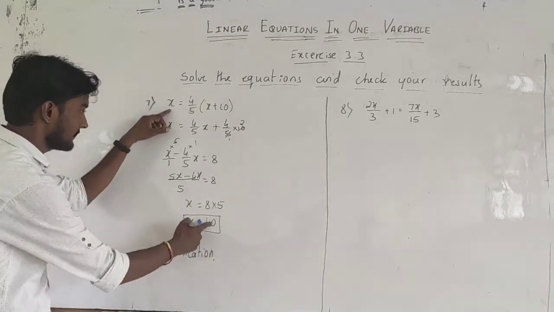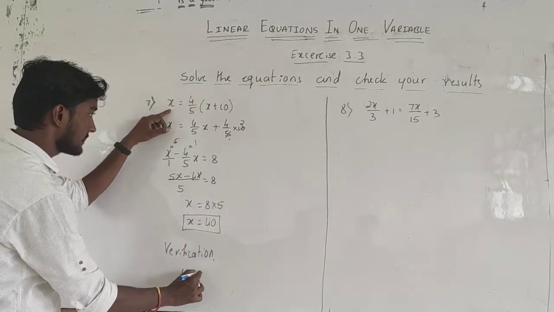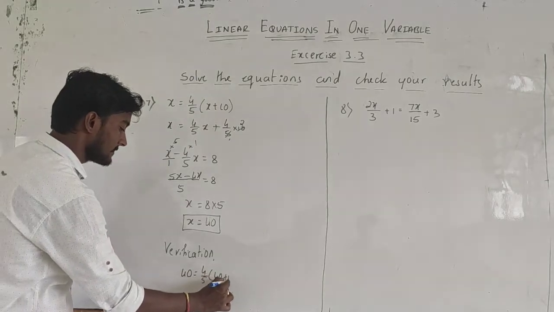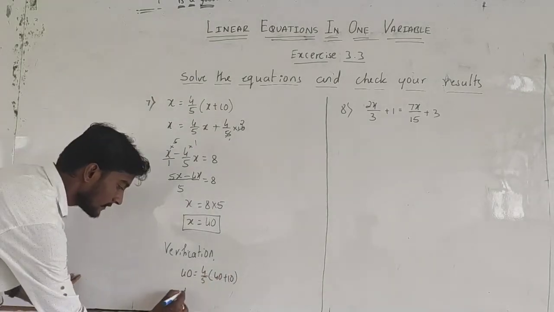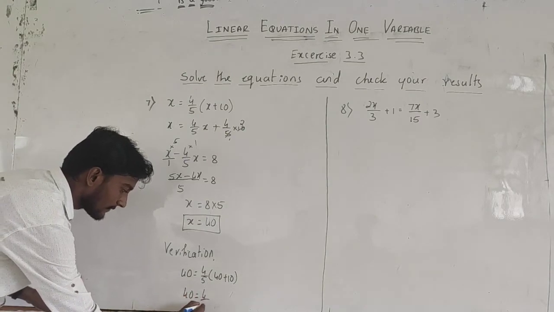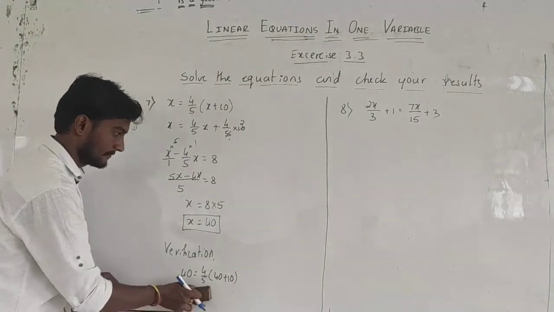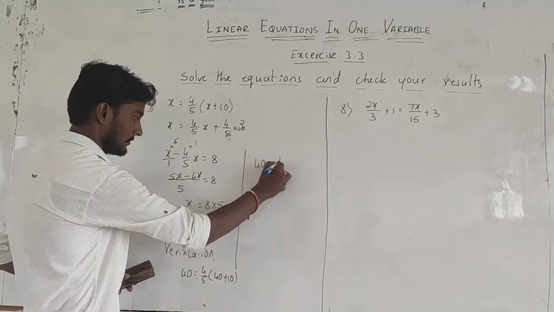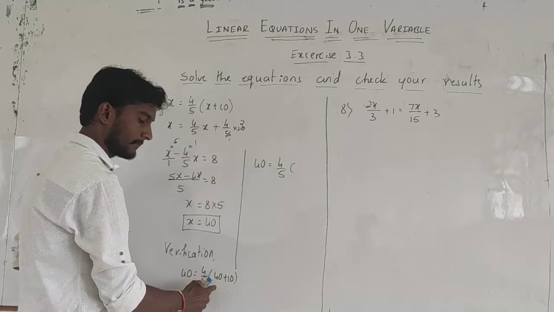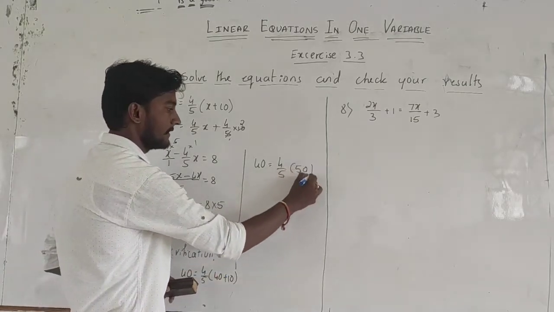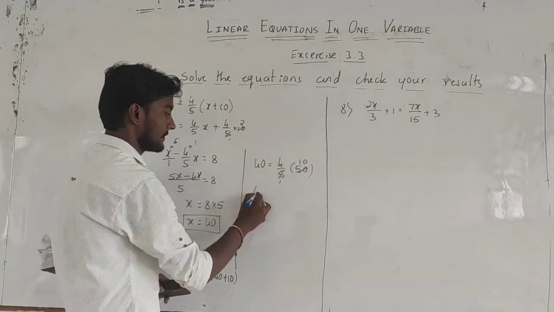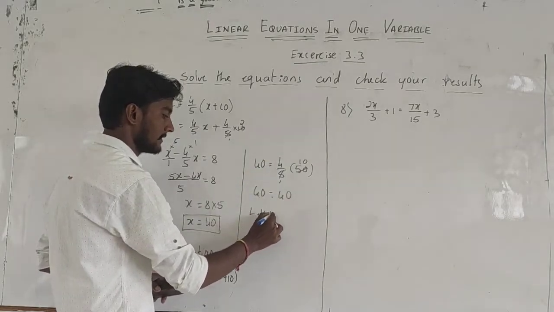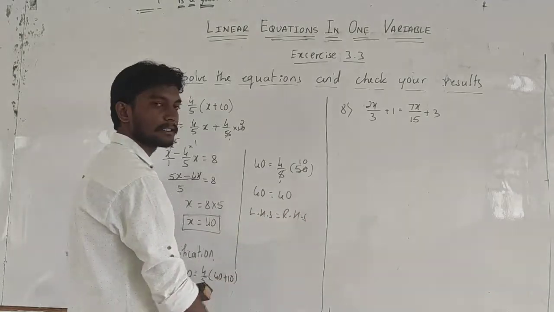Verification. In place of x, you have to substitute 40 is equal to 4 by 5 into bracket 40 plus 10. 40 is equal to 4 by 5 bracket 40 plus 10 is 50. 5 ones are 5, 5 tens are 50, 40 is equal to 4 into 10, 40. Therefore LHS is equal to RHS.